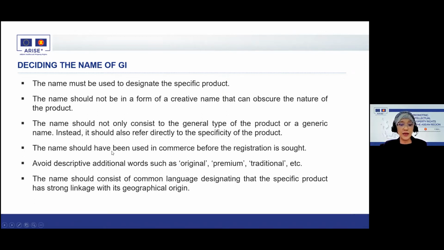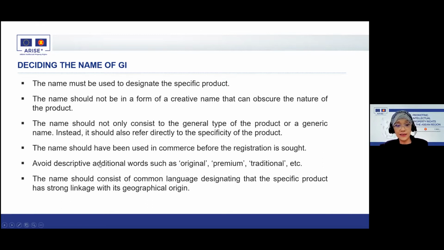The name should have been used in commerce before the registration is sought. This is one of the main differences between the GI and trademark systems, because a trademark can be protected even though it hasn't been used. But for a GI, the name should have been used in commerce before the registration.